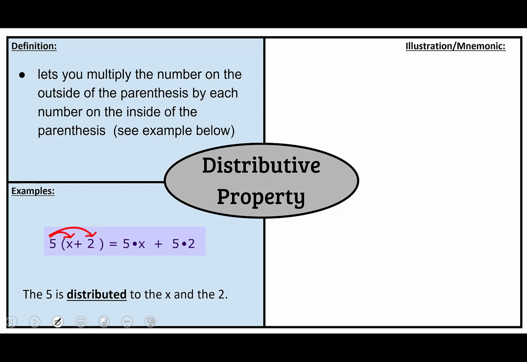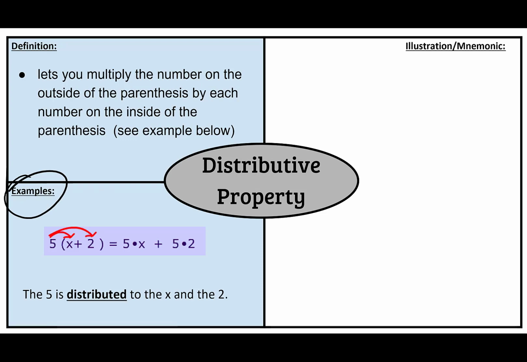So the distributive property is, well, it lets you multiply any number on the outside of a parentheses by each number on the inside of the parentheses. You can see that in the example that we have down here below.